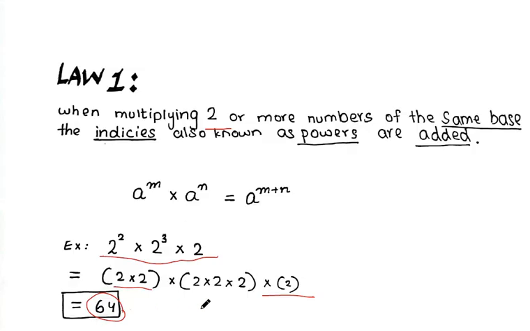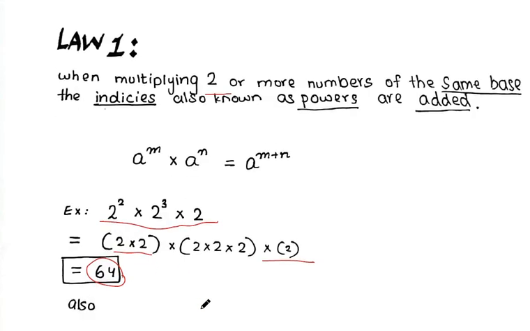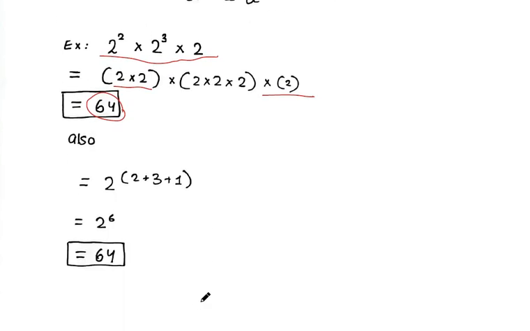But we can also do this in a much easier way, which is just taking the powers, which are 2, 3, and remember, when there's no power written, it basically means the power is 1. So we take that base, write it there, and we add the powers, 2 plus 3 plus 1, which simply gives us 2 to the power 6, giving us the same answer.